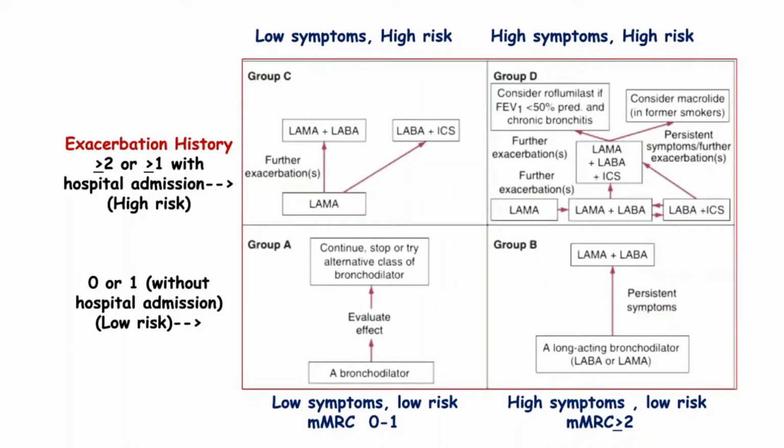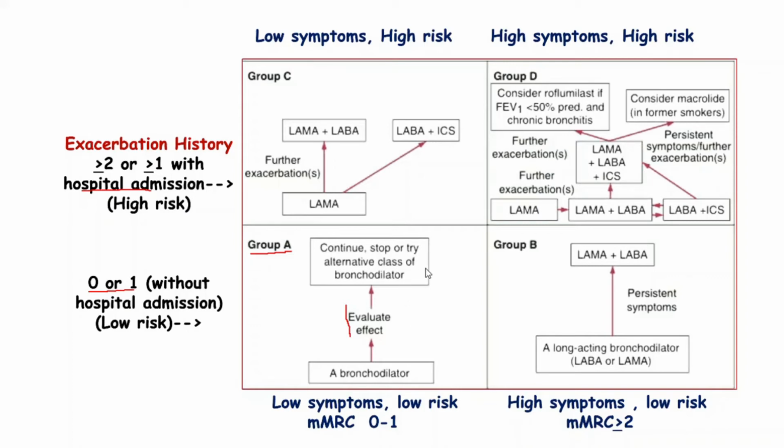So the first row is for high-risk patients, where they have exacerbations more than once or twice in a year, which requires hospital admission. The low-risk category has had 0 or 1 exacerbation in a year, but without hospital admission. Let's examine group A. These are low-risk patients with low symptoms based on the MRC scale. So we can try a bronchodilator, often a short-acting one depending on symptoms. Evaluate the effect and see if we need to continue, stop or try another class of bronchodilator.